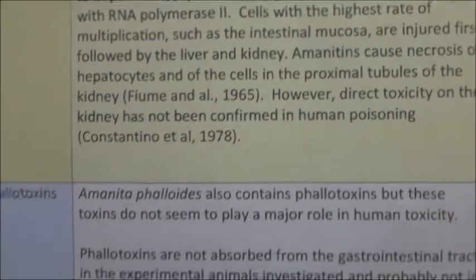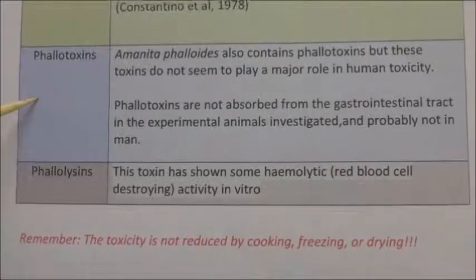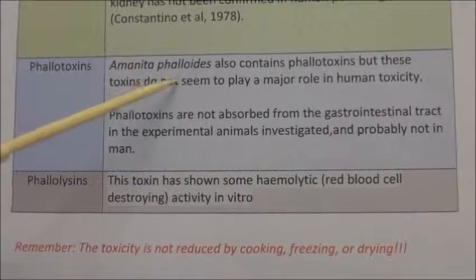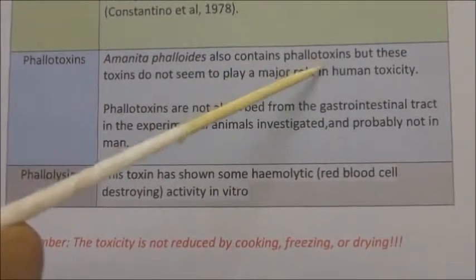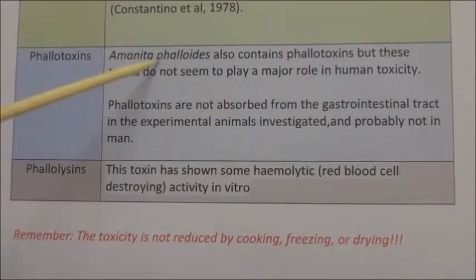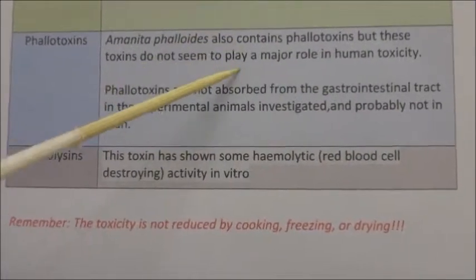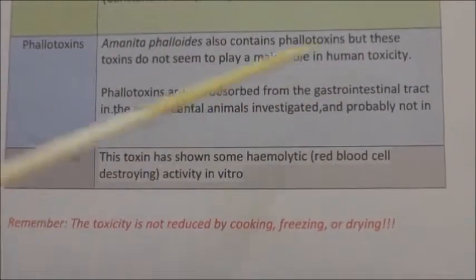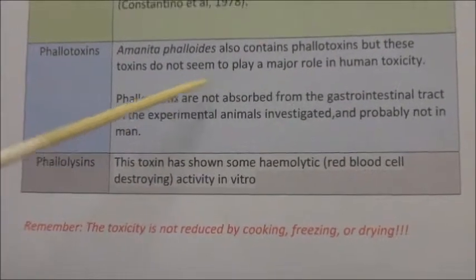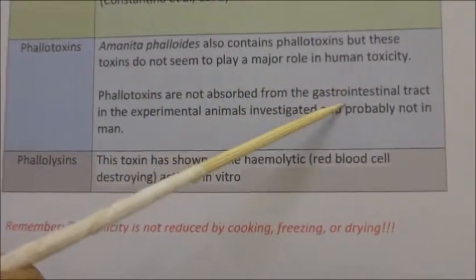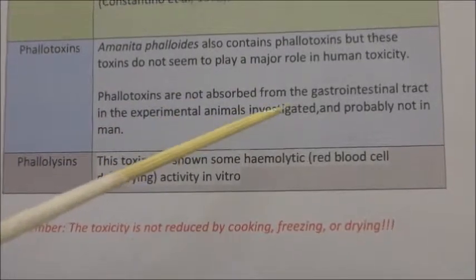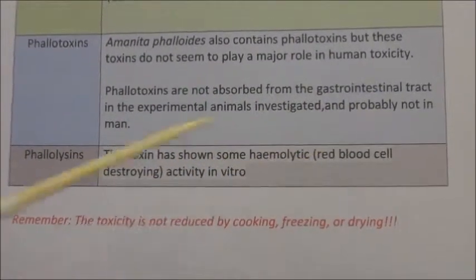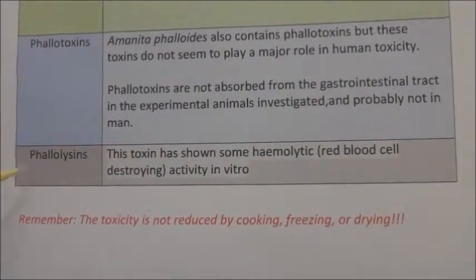The second toxin is phallotoxin. Amanita phalloides also contains phallotoxin, but this toxin does not seem to play a major role in human toxicity. Phallotoxins are not absorbed from the GI tract in the experimental animals investigated and probably not in man. And the last toxin is phallolysin.